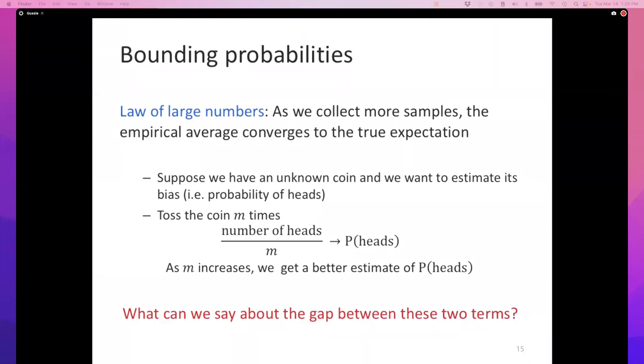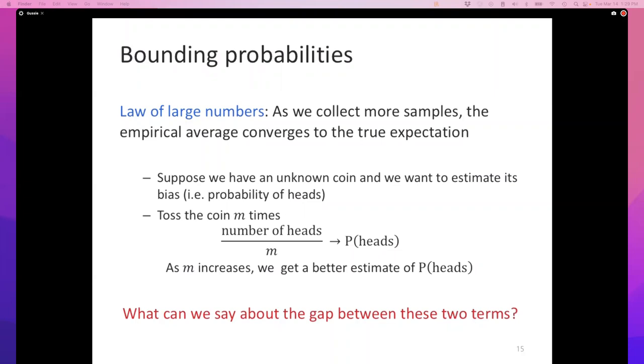The first sort of interesting point to note is the law of large numbers. The law of large numbers is simply saying that if you collect more samples, the empirical average converges to the true expectation.